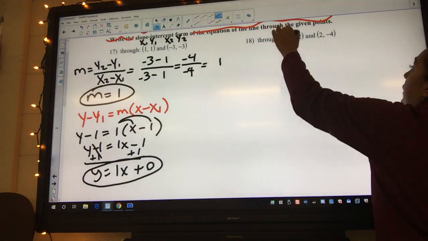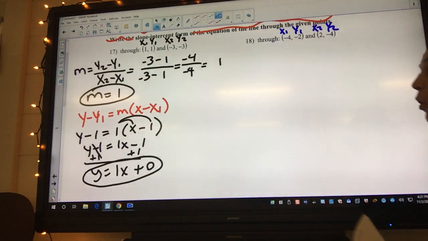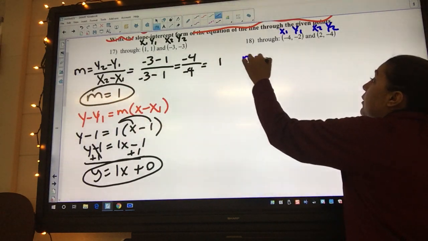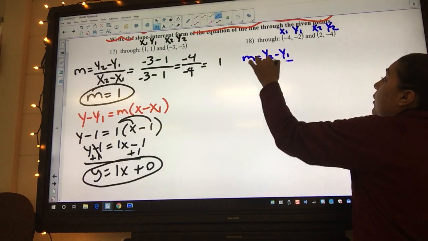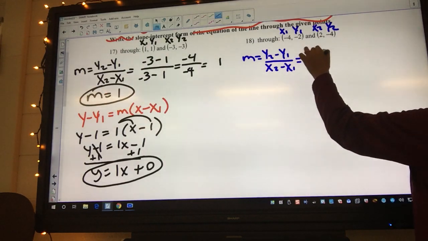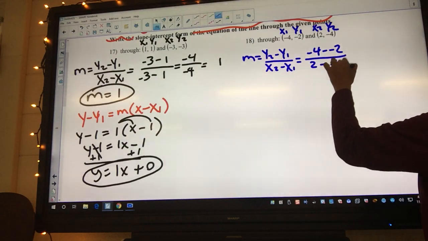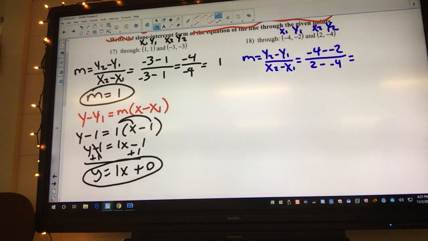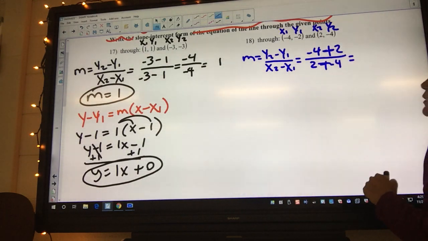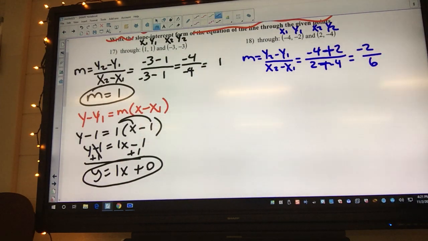Okay, 18, we can go ahead and label x sub 1, y sub 1, x sub 2, y sub 2. Okay, well, the only formula that we can use that has those in it is going to be our slope formula. So m equals y2 minus y1 over x2 minus x1. Okay, so I got negative 4 minus negative 2, 2 minus negative 4. Okay, and we say, well, what? Well, we can change these to a plus, and we can change these to a plus. So on the top here, I'm going to have negative 2, and on the bottom, I'm going to have 6.